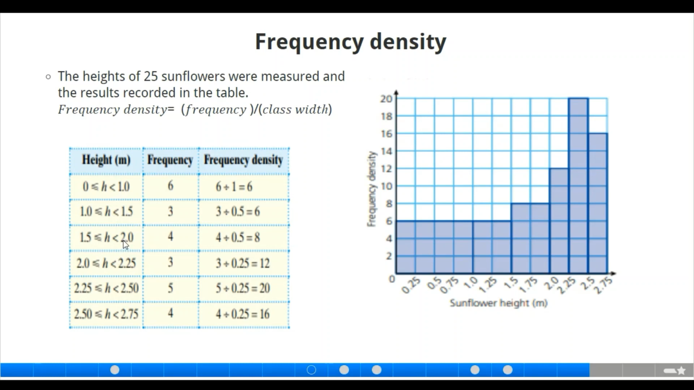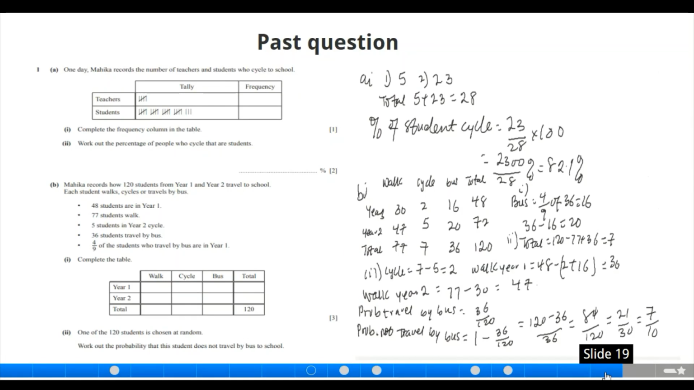Then when we have 8, we have 2.0. When we have 12, we have 2.25. Okay. When we have 20, we have 2.50. Now when we have 2.7, we have 16. I will come back to 16 here. So that gives us this. Now let's look at the past question we have here.